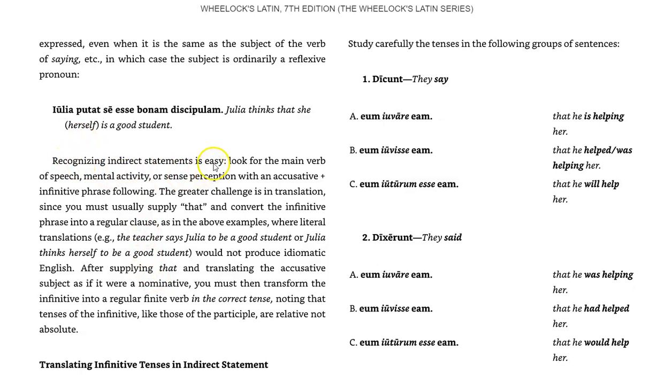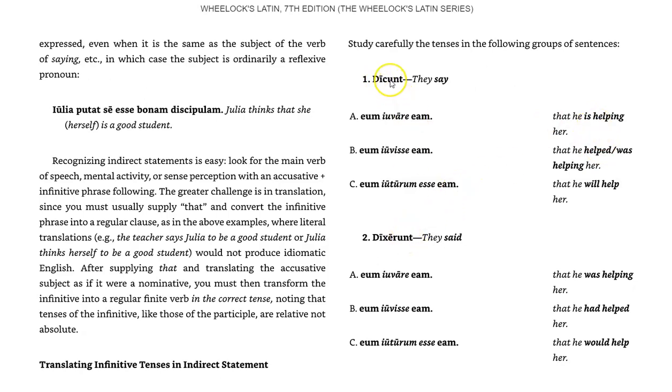Again, read this. You can see that it's pretty easy to recognize, but the challenge is being able to recognize and understand that you must then transform the infinitive into a regular finite verb in the correct tense, noting that the tenses of the infinitive, like those of the participle, are relative, not absolute. So as you'll see here, these are generally verbs of senses. So they say this is present tense. If you look at the examples here, we have to recognize that this infinitive construction is relative to the main verb. And then you can see how that would be translated.